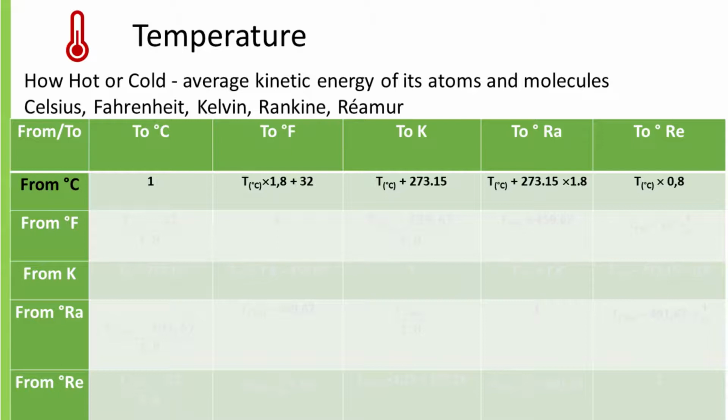So if you wanted your degrees Celsius to be expressed in Kelvin, you would add 273,15 to your temperature in degrees Celsius. And if you wanted to express it in degrees Rankine, you would take your temperature in degrees Celsius, you would add 273,15 and then multiply by 1,8 in order to get your degrees from degrees Celsius to degrees Rankine. Okay, and then finally, if you want to take your degrees Celsius to degrees Reaumur, you multiply your degrees Celsius by 0,8 and that is how you get them to degrees Reaumur.